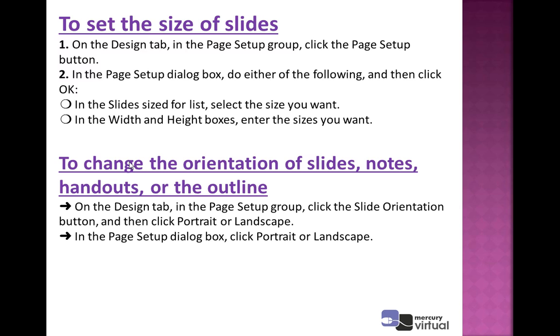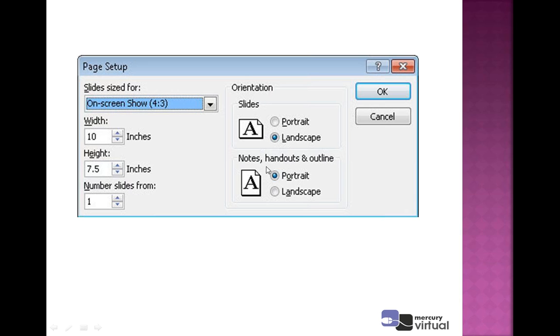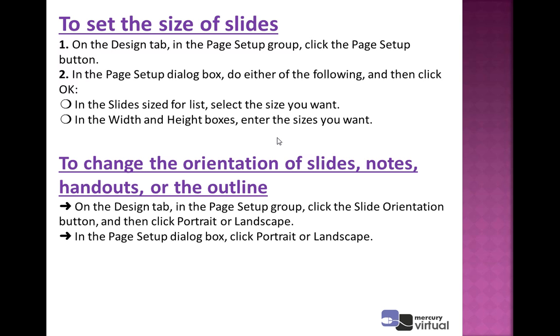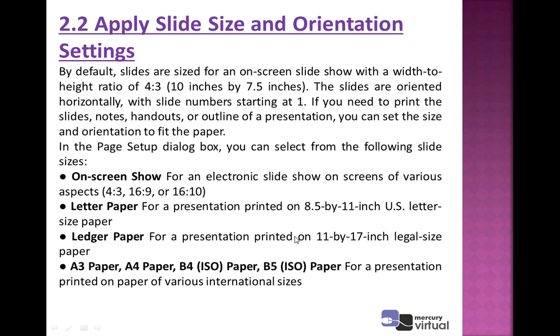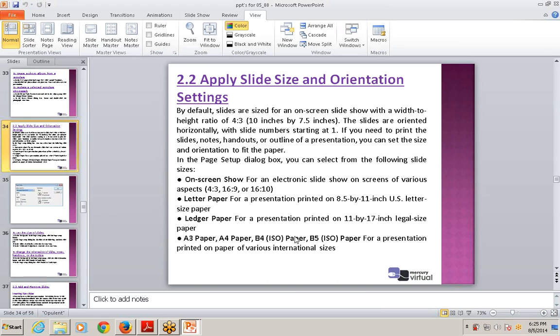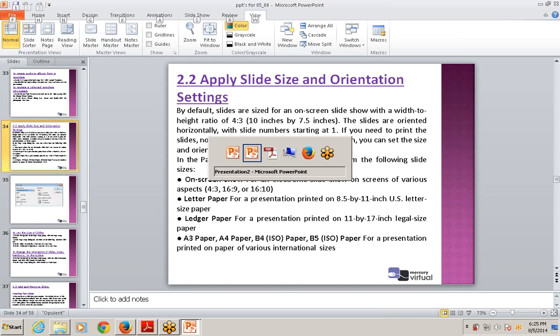Then how to change the orientation of the slides, notes, handouts and the outline. Same process, go to the design tab, go to the page setup group, click the slide orientation button, then click either portrait or landscape. Because this is a radio button, you can select either one, either portrait or landscape. So this is how we can use the page setup option. Now let's see in a practical way how we can use the page setup option.